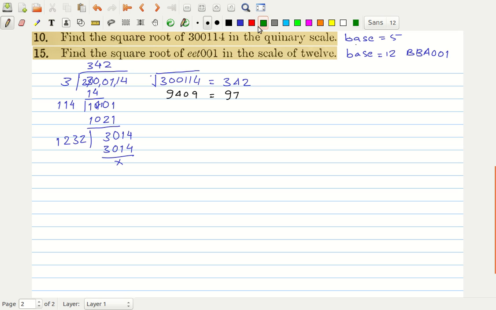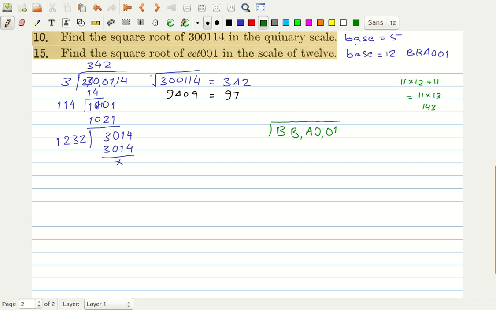So now let us do problem number 15. We have to find the square root of BBA001. If I divide it in groups of 2, these are the numbers that we have. So now what is BB? BB is actually 11 into 12 plus 11. So it is 11 into 12 plus 11, which is going to be 11 times 13, which is going to be 143, right? 13 times 11 is 143.